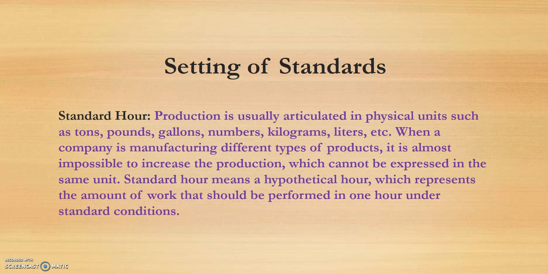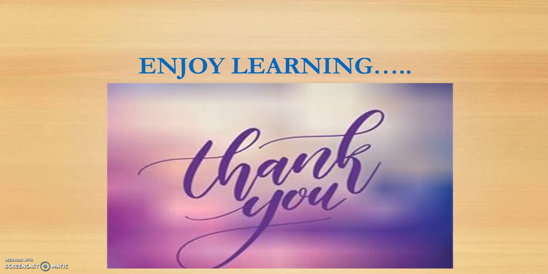Standard hour. Production is usually articulated in physical units such as tons, pounds, gallons, numbers, kilogram, liters, etc. When a company is manufacturing different types of products, it is almost impossible to add up the production, which cannot be expressed in the same unit. Standard hour means hypothetical hour, which represents the amount of work that should be performed in 1 hour under standard conditions. So in today's session, we have learned the basic things regarding standard costing.